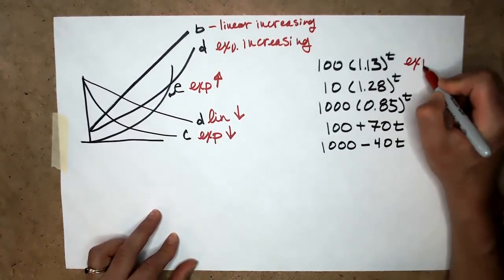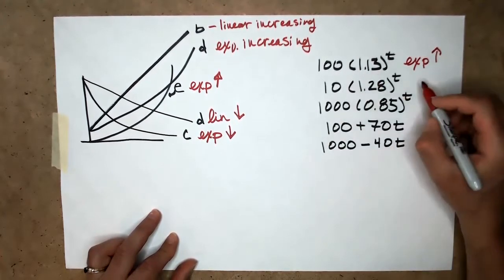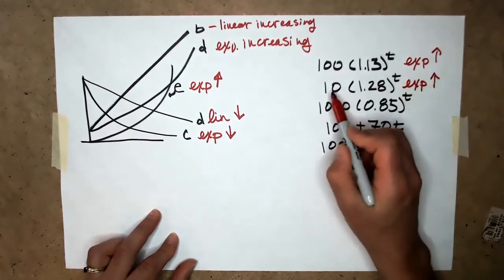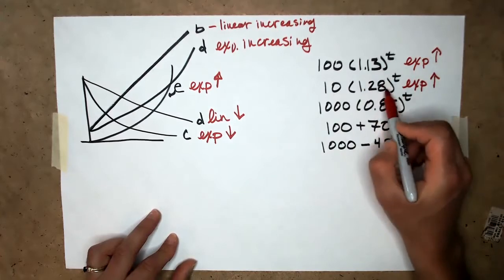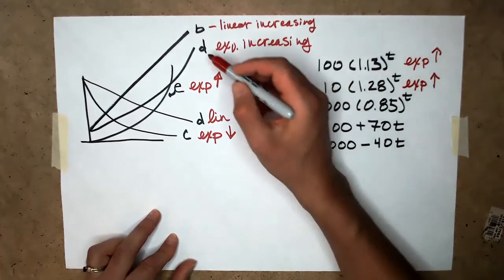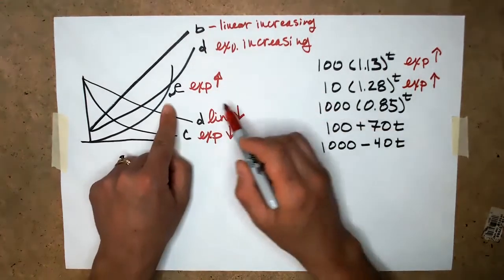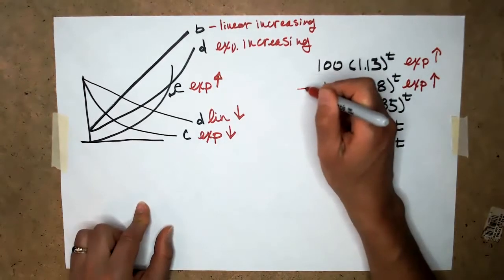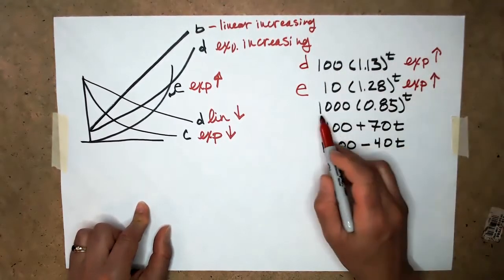This is exponential and increasing. That number is bigger than 1, so I know it's increasing. This is also exponential and increasing. It starts out lower than the first one, but is growing faster. So these certainly sound like D and E. The second one here is one that started out lower but grows faster. Everything lines up nicely for that to be E and that to be D.